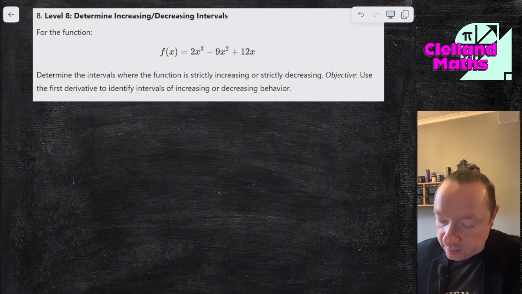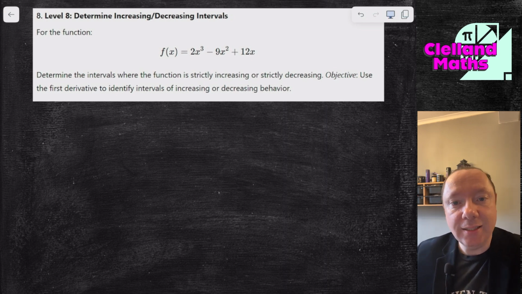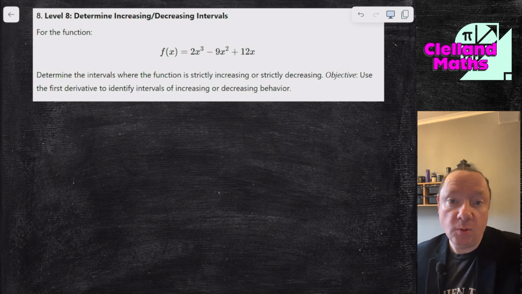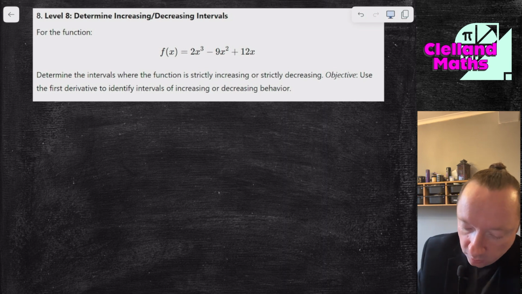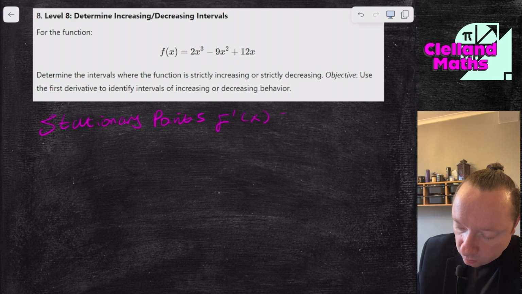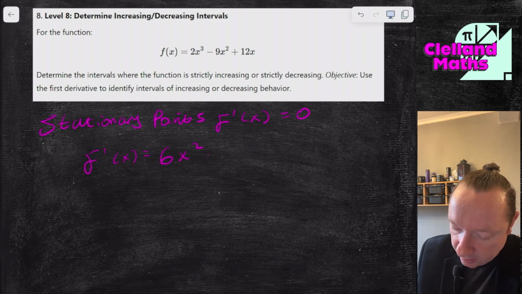Well, basically, if you're finding out when a function is strictly increasing or decreasing, you need to examine the stationary points. And then you need to determine what's happening on either side of those stationary points. So remember, stationary points occur when f dash x equals 0. So let's just start there. F dash x, 3 2's is 6x squared, 2 9's is 18x, so it's minus 18x, and then 12x becomes 12. So I need to factorise that, so make it equal to 0. Well, 6 is a common factor, so that's nice. X squared, 6 3's is 18, 6 2's is 12.